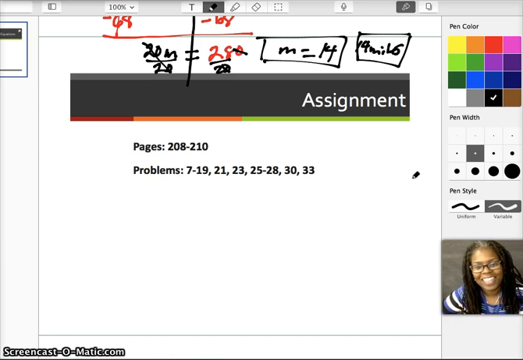All right, people. The assignment is pages 208 to 210. Please do problems 7 through 19. And then 21, 23, 25, 28, 30, 33.